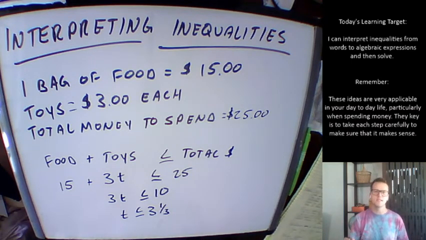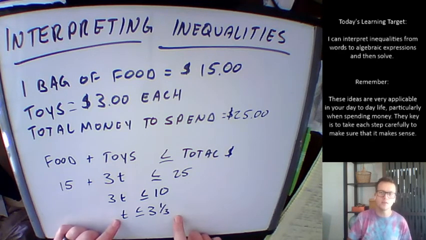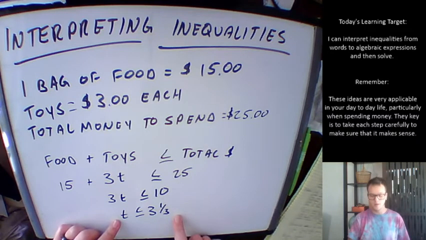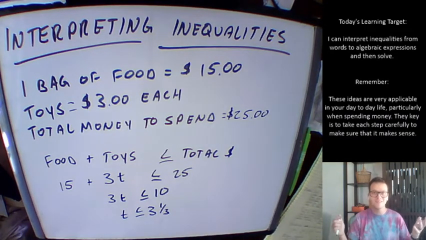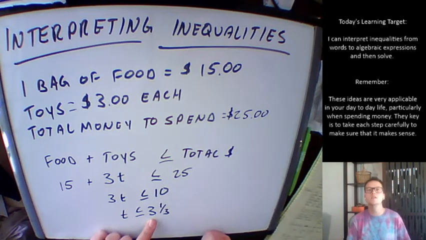Okay, so we're trying to find out how many toys we can buy. We want to maximize it. And we learned that we can buy 3 1/3 toys. If you go to the pet store and you say, hello, I would like to buy 3 1/3 toys, are you going to be able to do that? No, absolutely not. They're not going to give you a third of a toy. That's ridiculous, right? So what's going to happen is you can buy 3 toys and you're going to have a little bit of leftover money.